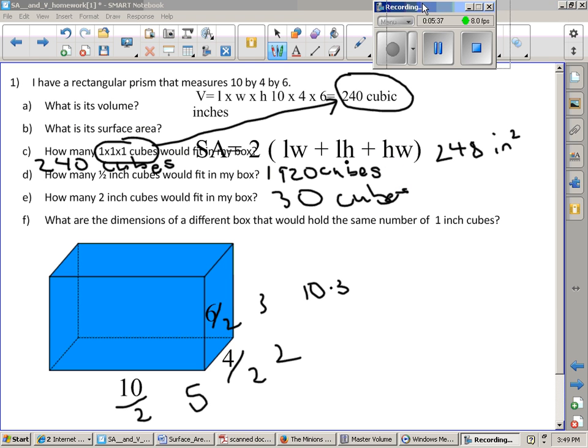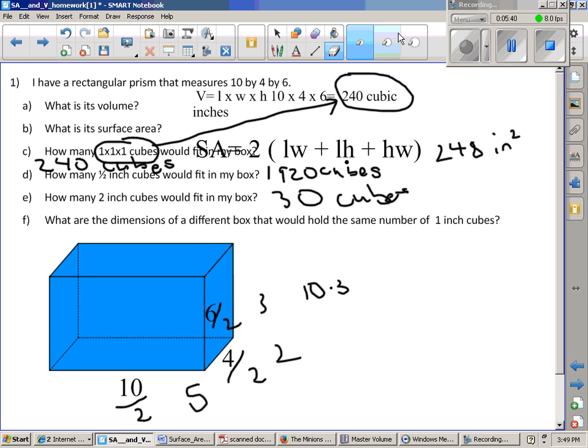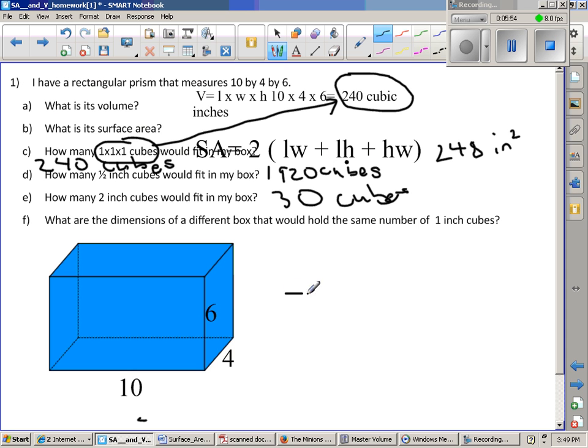And then the final question asks you to figure out, so I'm going to erase this. The final question says, what are the dimensions of a different box that would hold the same number of 1-inch cubes? So if I look at my box and I know that I have 240 cubes in it, I've got to think about 3 numbers that I can multiply together that would give me 240. So there are bunches of different things here. I could do 10 times 12 times 2, that's 240.